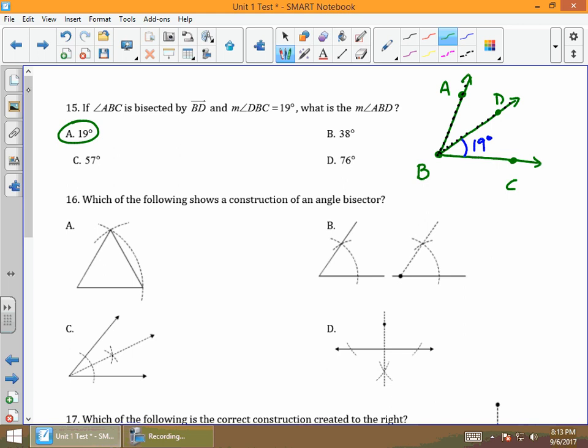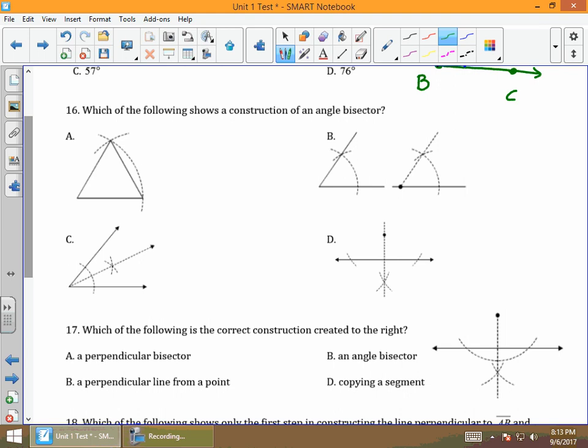Number 16, this is a construction. Let's know which one of these is an angle bisector, cutting an angle in half. If you look at A, it is making an equilateral triangle. You don't know that construction yet. B is duplicating or replicating an angle. C is bisecting an angle. There's your answer. The answer is C. And D is creating a perpendicular through a point not on a line. So if you're wondering what the other constructions were there.